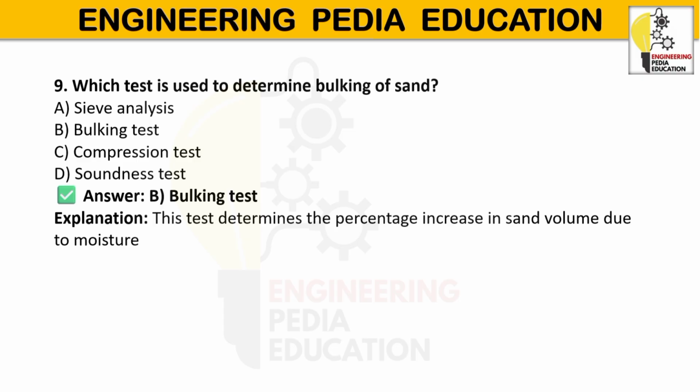We have to use a measuring cylinder, water and a steel rod. Firstly, fill the measuring cylinder with moist sand up to height H1. Then record the height of the sand column. Add water to the cylinder until the sand is fully submerged. Stir it and remove air. Now note the reduced height H2, and the percentage of bulking is calculated by (H1 minus H2) upon H2 into 100. If H1 is greater than H2, bulking is present.